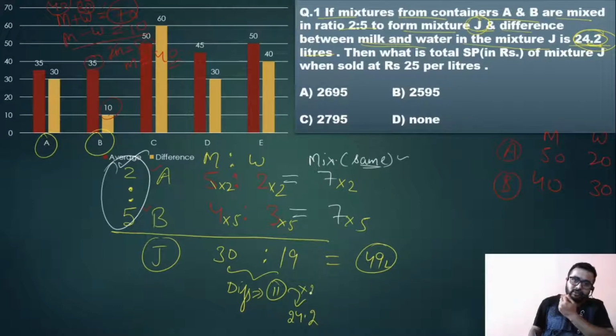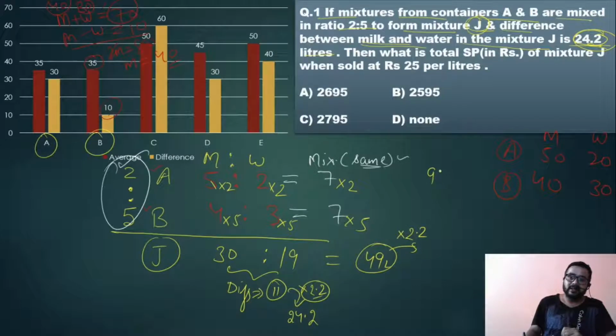Or you can say this one is 2.2 times. If this one is 2.2 times, your 49 liter should be 2.2 times. Or you can say this will be 49 into 2 will be 98, and 49 into 0.2 will be 9.8. Just add 98 and 9.8. You're gonna get 107.8 liter. So this will be total mixture. This is the total mixture of J.